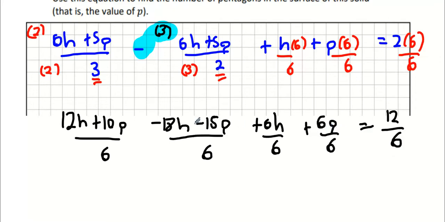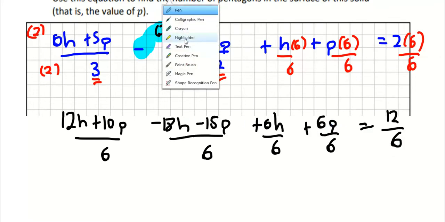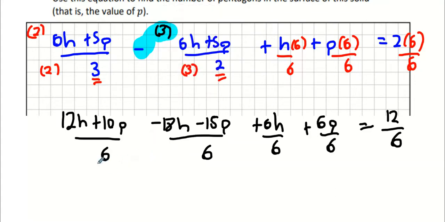Now, lucky for us, the h's are going to cancel, so the 6's don't matter anymore. So you can sort of just ignore them because they're on the bottom on both sides, which means they can be ignored. It's the top parts that we're trying to figure out.